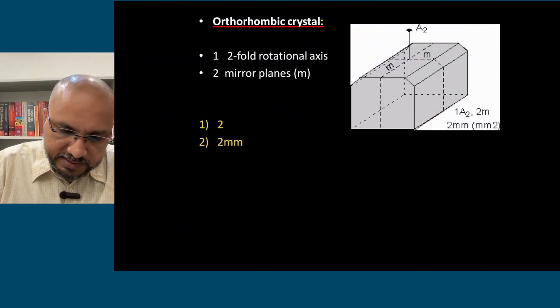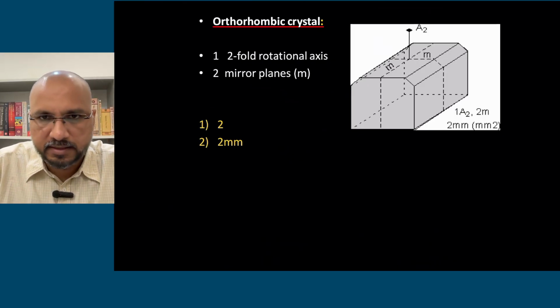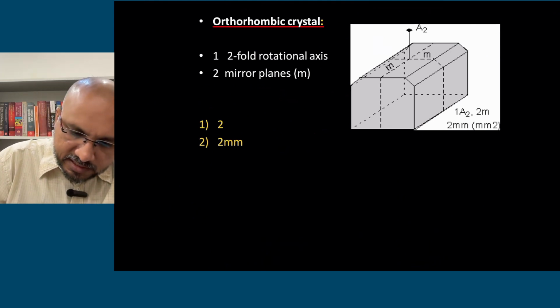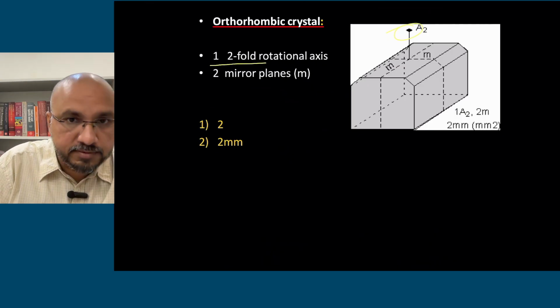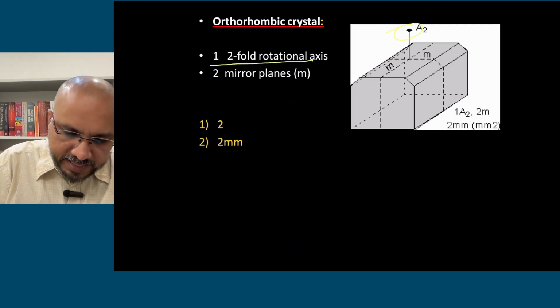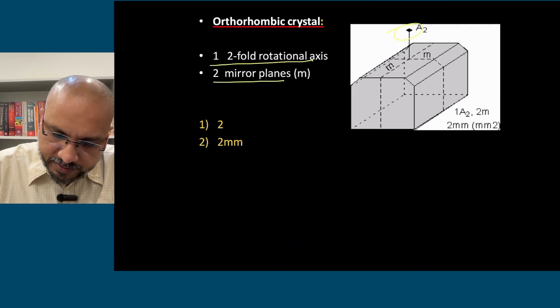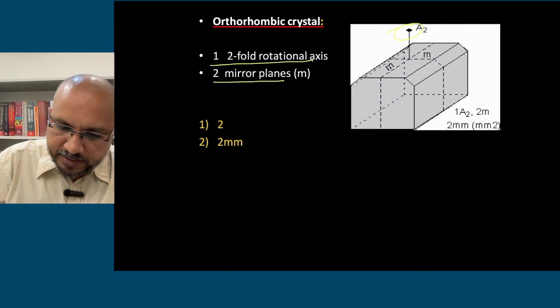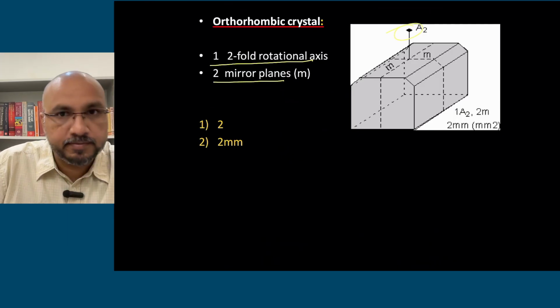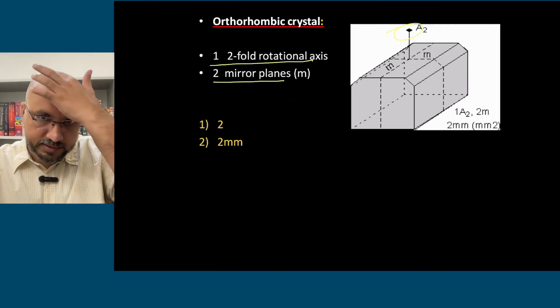Now let us take another example. So first of all, let us see if it has any rotational axis. So first you will write the symmetry elements. So it has one two-fold rotational axis, a unique two-fold rotation axis, and it has two mirror planes. Okay, so where are these mirror planes? So this is one vertical mirror plane, and this is the second mirror plane. Okay, there are two mirror planes.